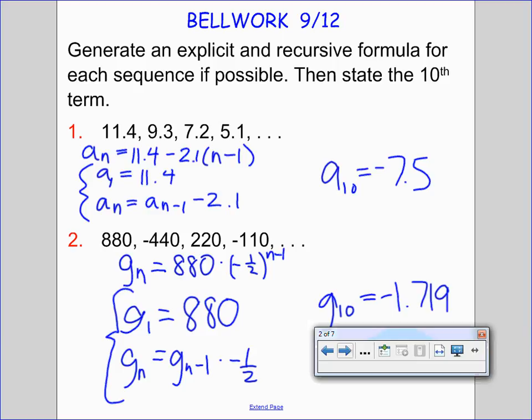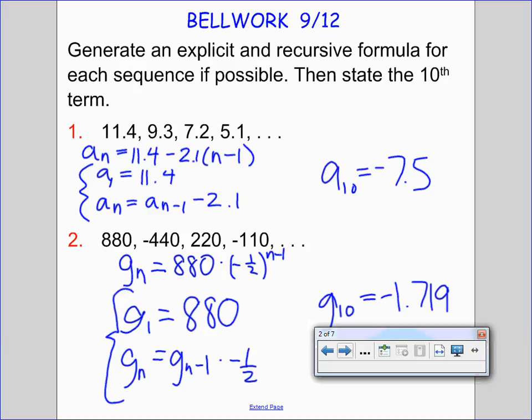The explicit formula, starting off with a sub 1, 11.4, and then down by, there's my minus my constant difference, 2.1, and then times my input, n minus 1. Raise your hand if you have the explicit formula correct for number 1. Explicit's correct. Nice job.